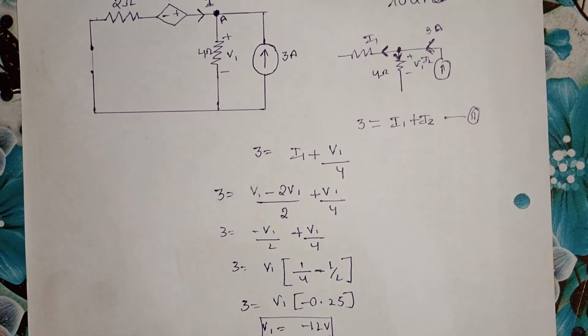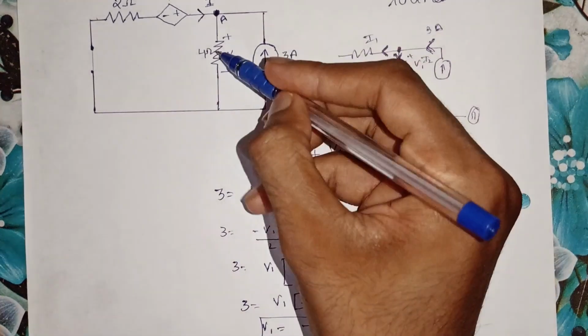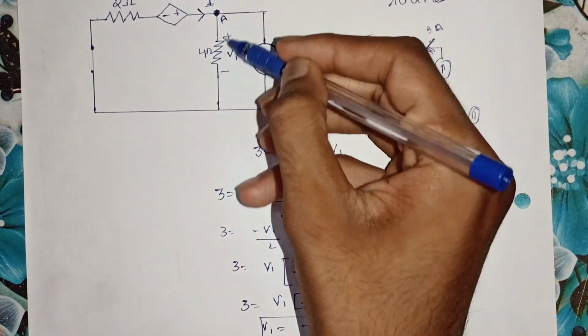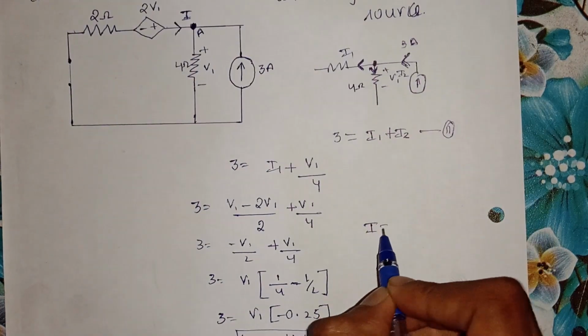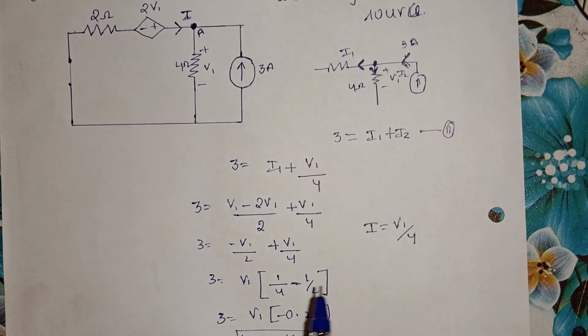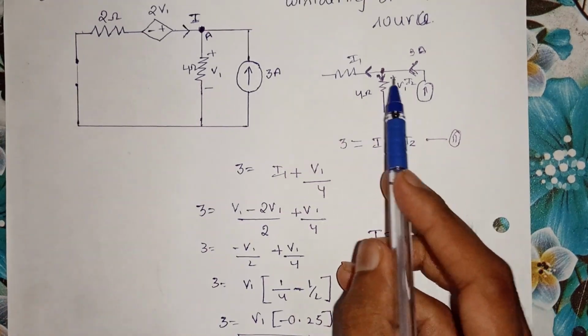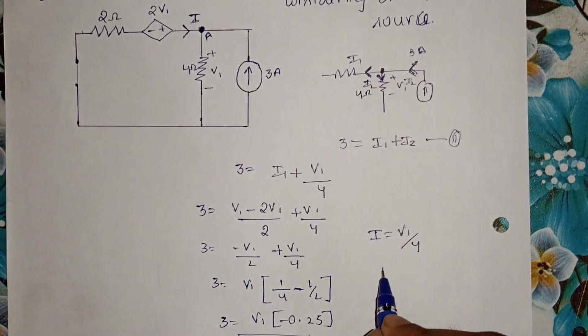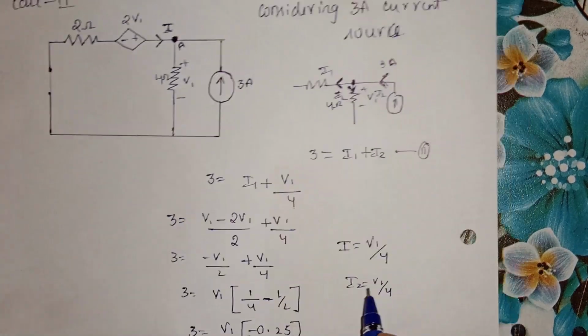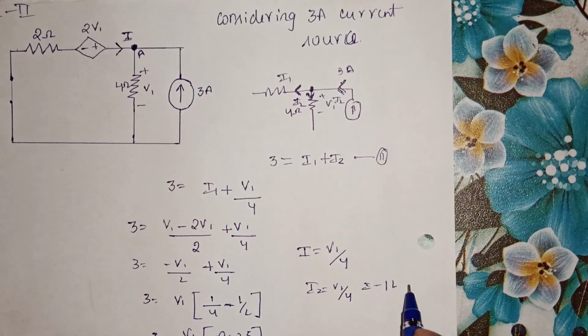So since I know the value of V1, I can calculate the current that is flowing through the 4 ohm resistance, which is I equal to V1 by 4. Or simply here in this case, since I have considered it as I2, the current flowing through here, I can write I2 is equal to V1 by 4. So V1 is minus 12, divided by 4, which is nothing but minus 3 ampere.